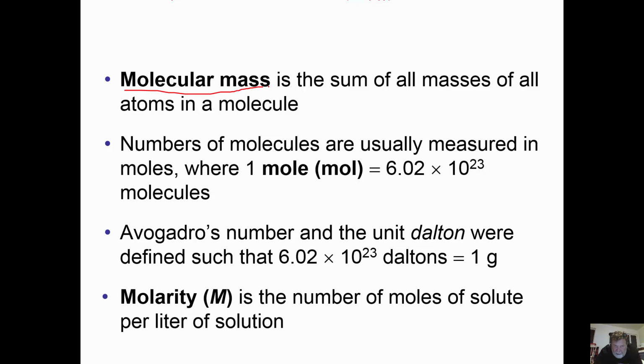Again, we need to know the concept of molecular mass, which is the sum of the masses of all atoms in the molecule. And so if we have C6H12O6, which is a sugar molecule, we can add up the individual atomic masses of those elements to give us the mass of that particular molecule. Again, the number of molecules is usually measured in what we call moles. One mole is equal to 6.02 times 10 to the 23rd molecules. So if we were to weigh 6.02 times 10 to the 23rd hydrogen atoms, that would be 1 mole. And this is Avogadro's number, and the unit Dalton is defined such that 6.02 times 10 to the 23rd Daltons equals 1 gram. So molarity is the number of moles of solute per liter of solution.